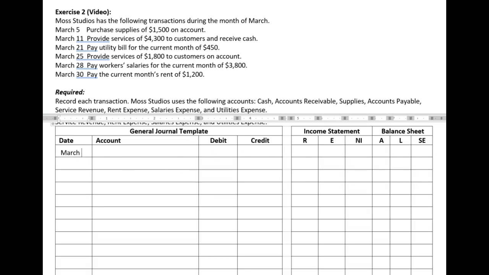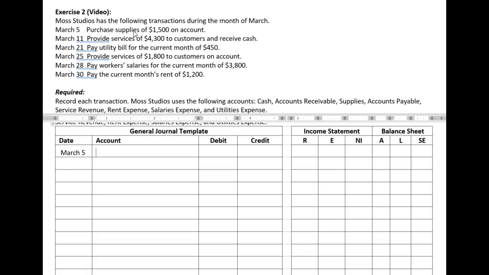On March 5th, we purchased supplies of $1,500 on account. Now remember, debits and credits is basically sources and destinations. It's items that we're using in order to create assets, expenses, or dividends. So let's go through there. What are we buying? Well, it says we're purchasing supplies. Now each transaction will basically give away the actual accounts that are being used.